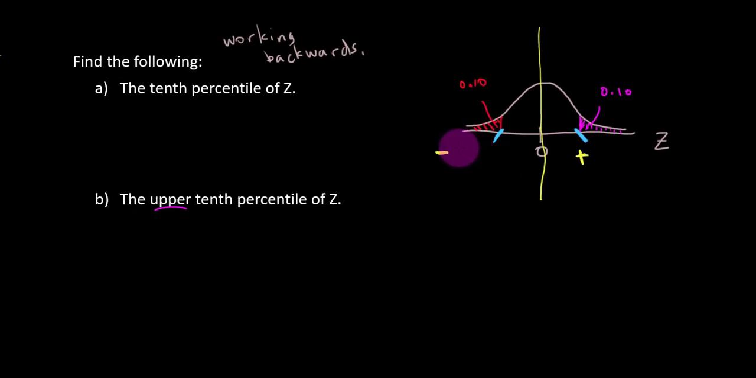Negative 1.28. And over here, this would make it positive 1.28. And I guess to be super complete, I will write it over here. 1.28. And because the upper 10th percentile was an area to the right, I could have written this as such: 10% in the right tail corresponds to a tick mark of 1.28.